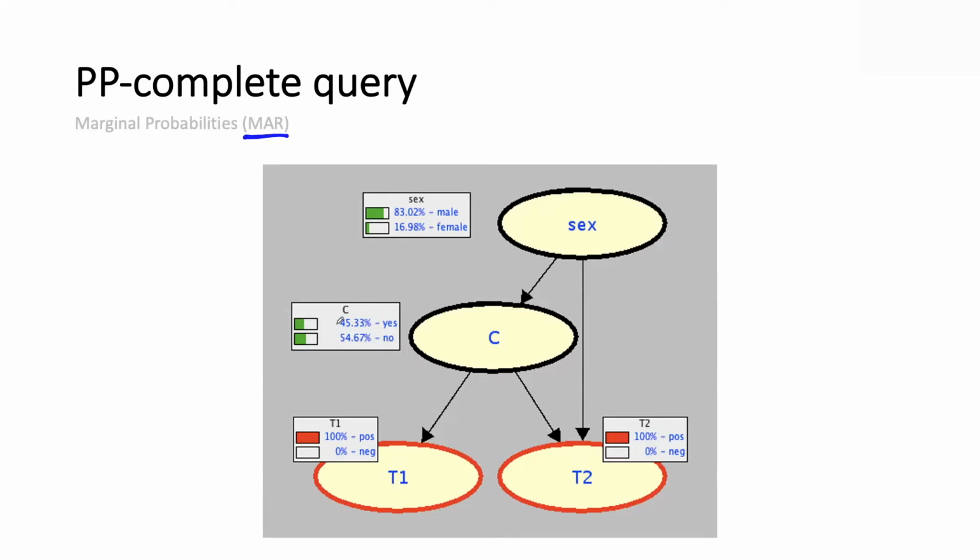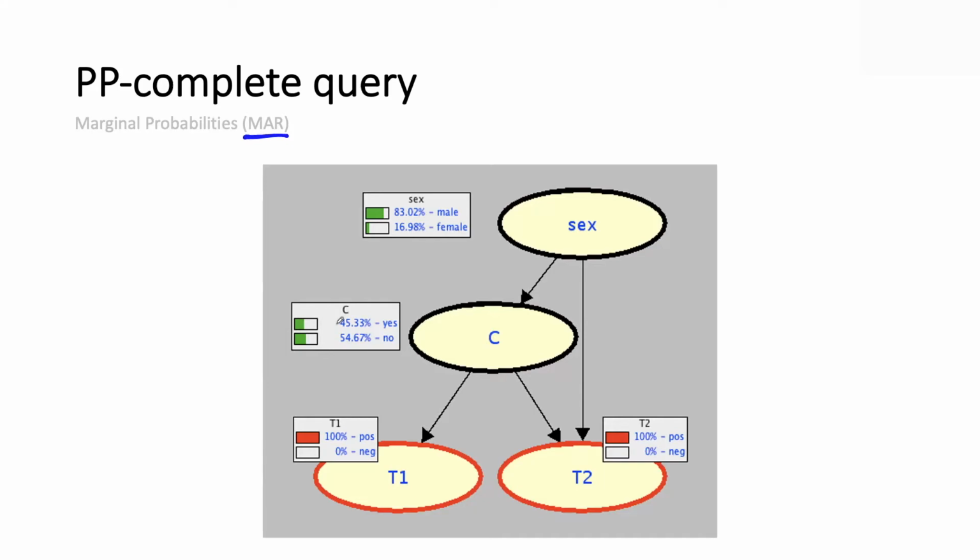Okay, so this is marginal probabilities, or MAR. And the decision version here is, so this problem gives you back numbers, but the decision version, which is yes, no, is when I basically give you some number P and I say, is the probability of C yes greater than P? Then it becomes yes, no. Okay, that's the decision version here. And let's see one more.